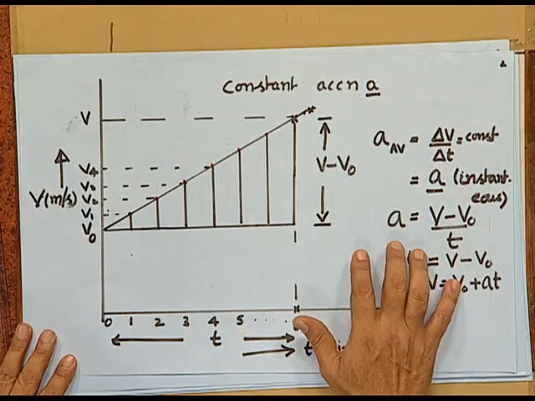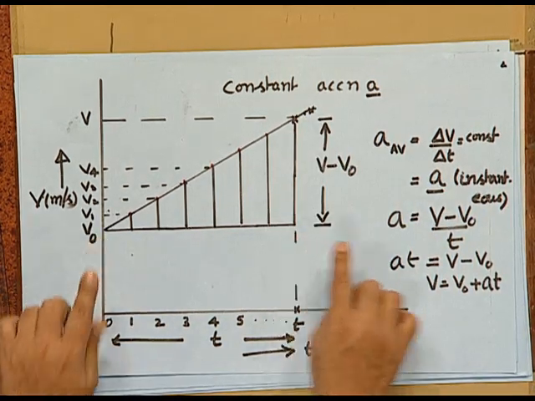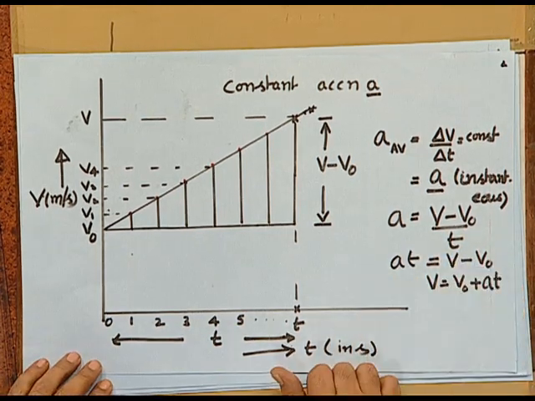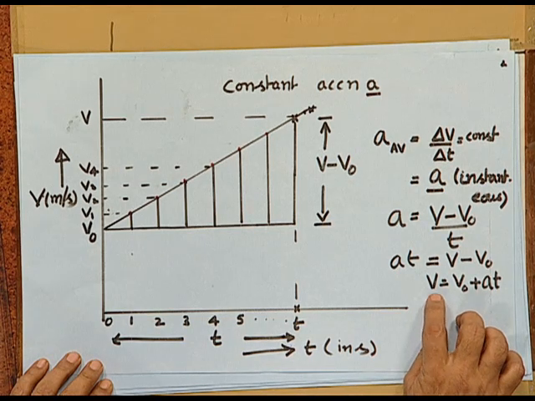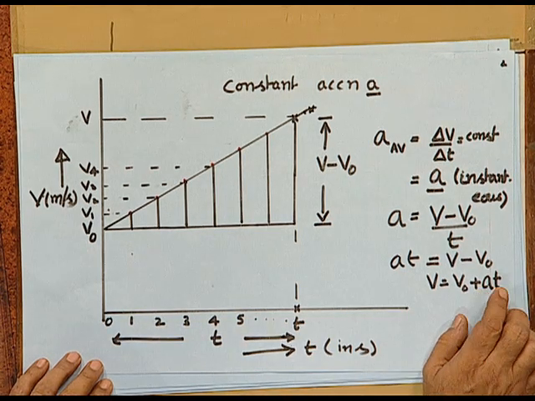Now, in that case, how do we determine the acceleration? Acceleration is simply delta v by delta t. If I apply it to the extreme points, that is v minus v 0 divided by the time interval t. It means the average acceleration is the same as the instantaneous acceleration. So a t is equal to v minus v naught. It means v at any time is the velocity at 0 time plus acceleration into t. This is one of the equations of motion of an object moving with constant acceleration along a line.